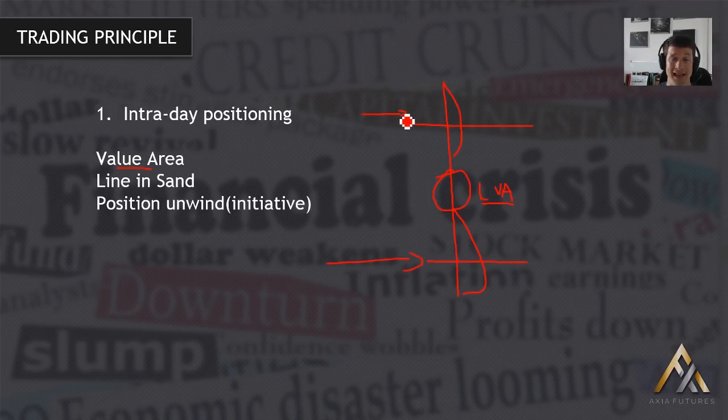Now, in order to understand how you take advantage of this with the profile or with the footprint, you need to understand what a line in the sand is. A line in the sand is nothing more than that point where the intraday positions, that's locals, short-term time frames, algorithms, get unwound. When the intraday positioning gets unwound, that is the line in the sand. It's that point where we see an unwind of those positions that the market has effectively created. Now, the important thing to understand is that, let's get this up so I can show it to you.